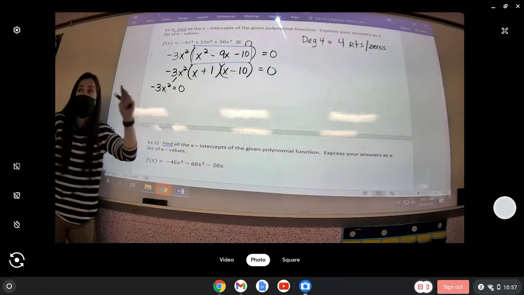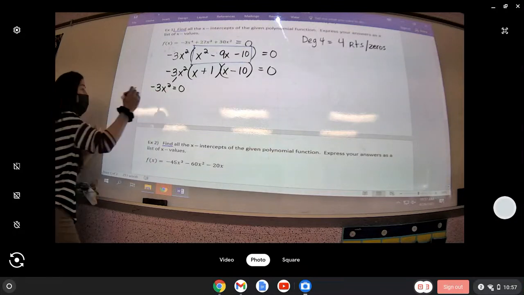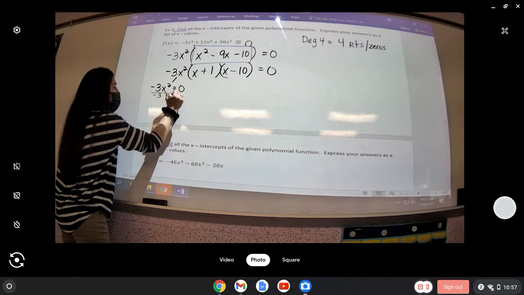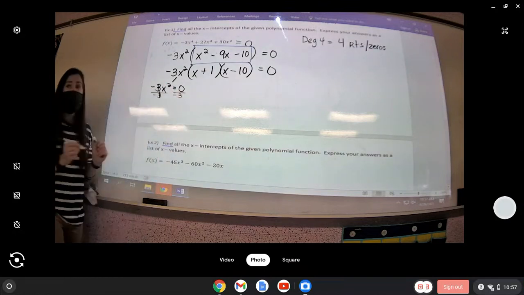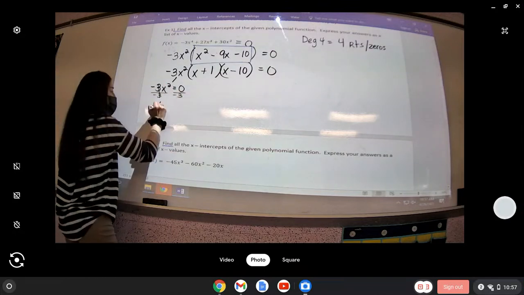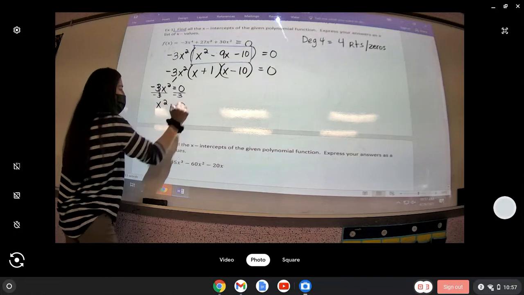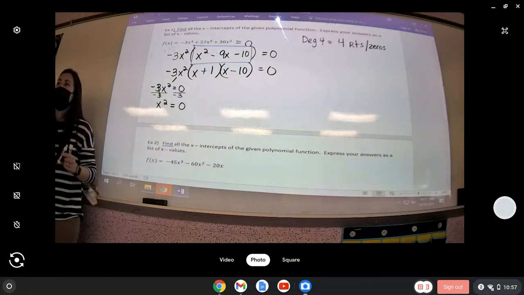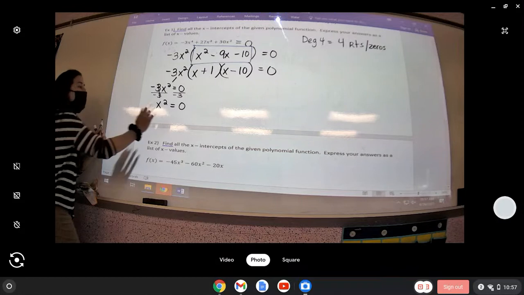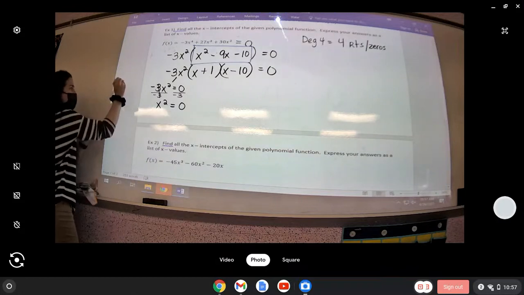How many answers should I get to this? You should get 2 answers from this. And watch. I'm going to divide the -3 away because we learned how to solve using square roots. And it says to get x squared by itself. And now we have x squared equals 0, right? Okay. Before we solve this, can everybody look at this?